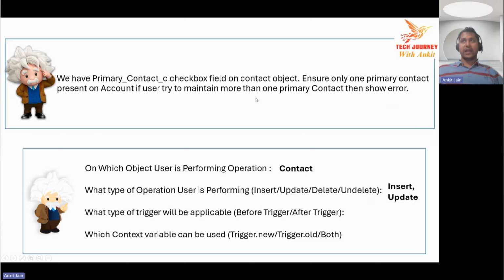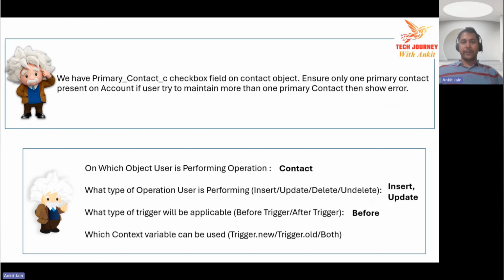As we have to perform the validations on the record, to perform the validation we will always go for the before trigger, right? And as we are going for the before trigger now, and we have already decided which DML operations the user is performing, this leads me to the fourth question: which context variable will you be using here?